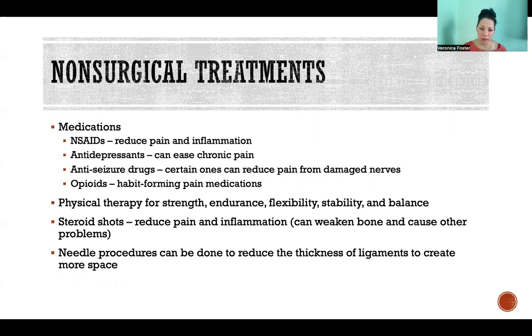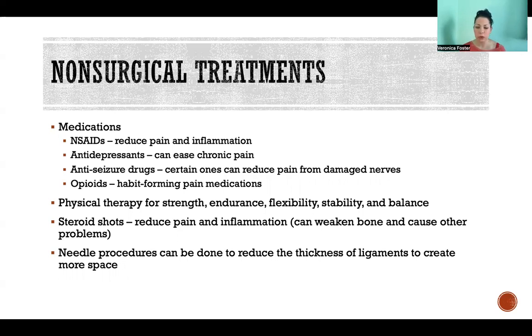There are some anti-seizure drugs that can reduce pain caused by damaged nerves, so those might be useful. And then finally, they sometimes prescribe opioids, but of course, these are habit-forming and best to avoid if any other options are available, if anything else works for you. But they are there if it comes to it. Physical therapy can also be helpful because you can improve strength, endurance, flexibility, stability, and balance, all things that suffer in the case of spinal stenosis.